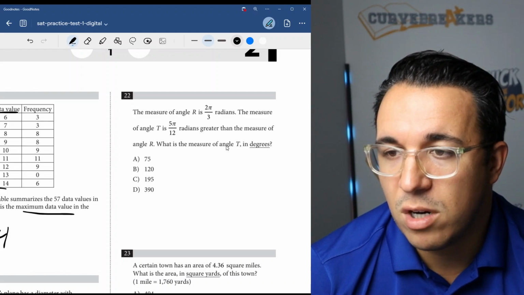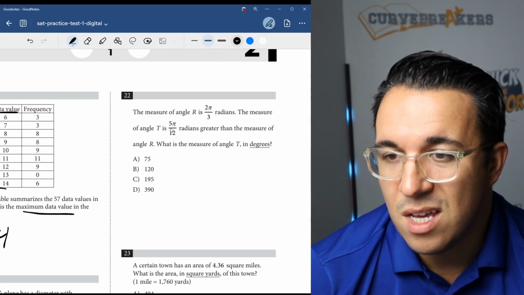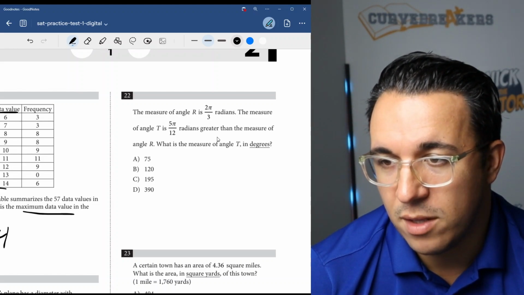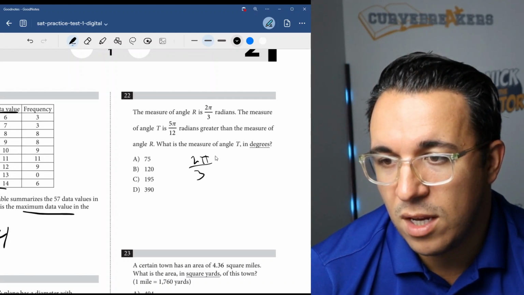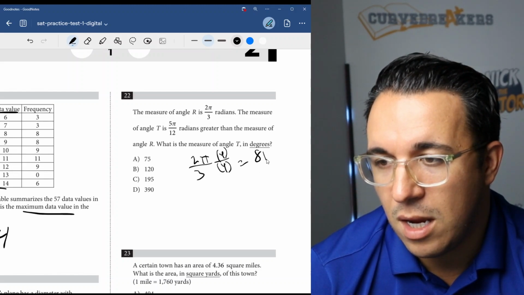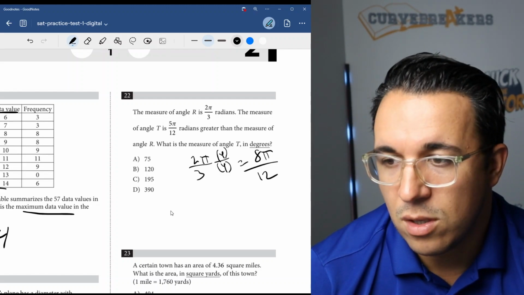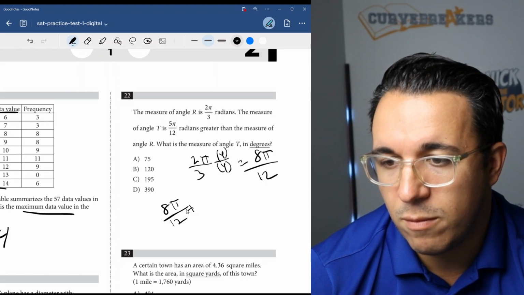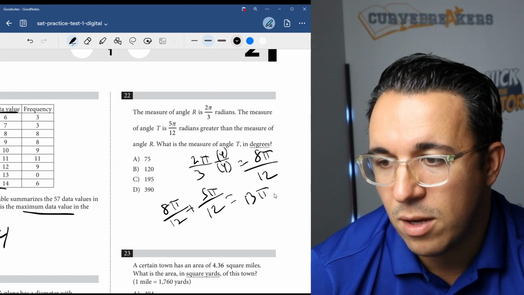The measure of angle r is 2 pi over 3 radians. The measure of angle t is 5 pi over 12 radians greater than the measure of angle r. So let's put angle r into 12ths. So we have 2 pi over 3, and I'm going to multiply by 4 over 4. Right, so I'm going to get 8 pi over 12. And then they're saying t is 5 pi over 12 greater. So 8 pi over 12 plus 5 pi over 12 is 13 pi over 12.